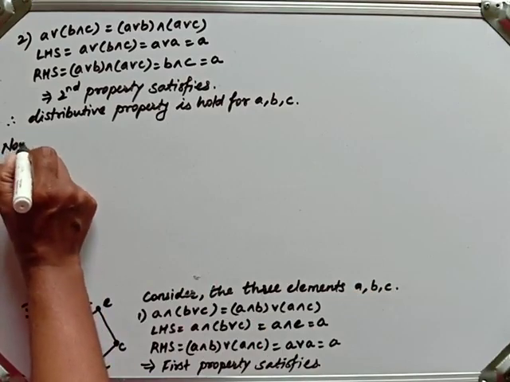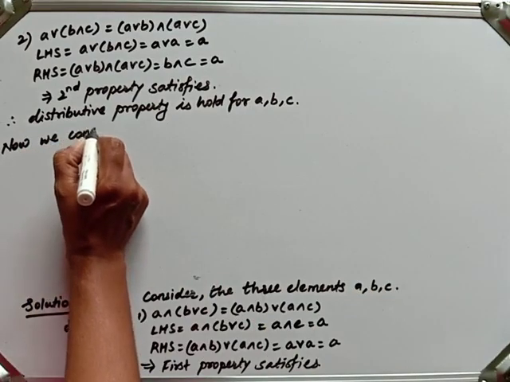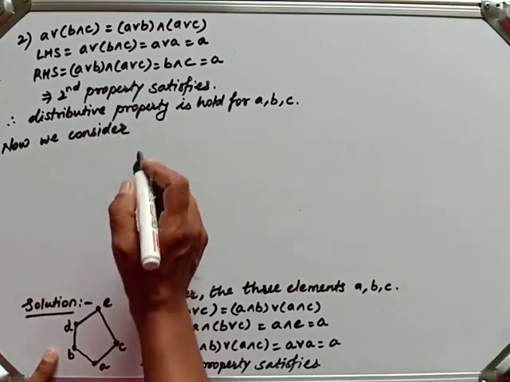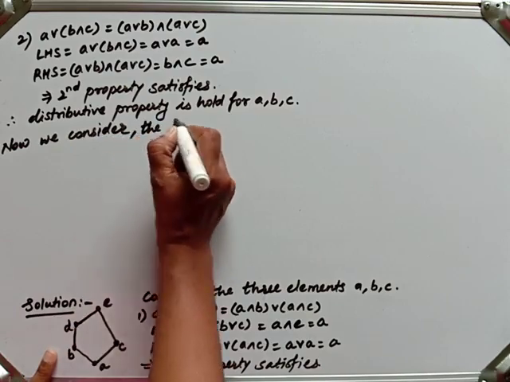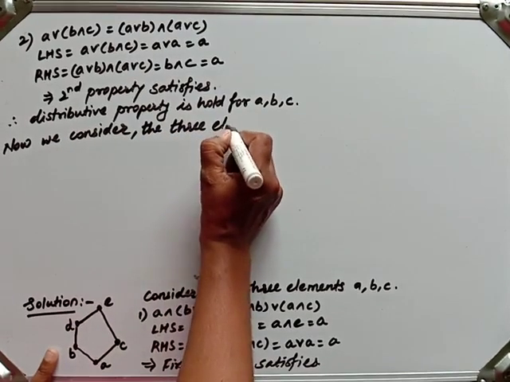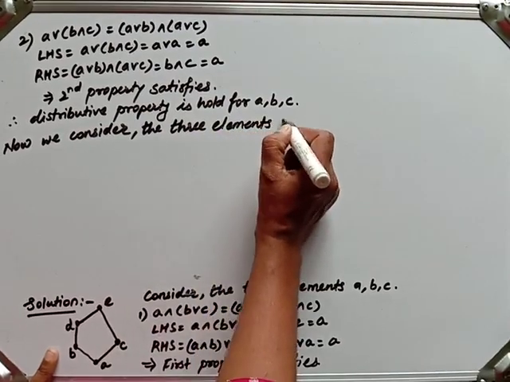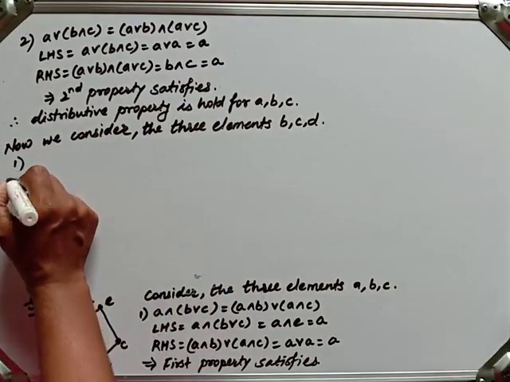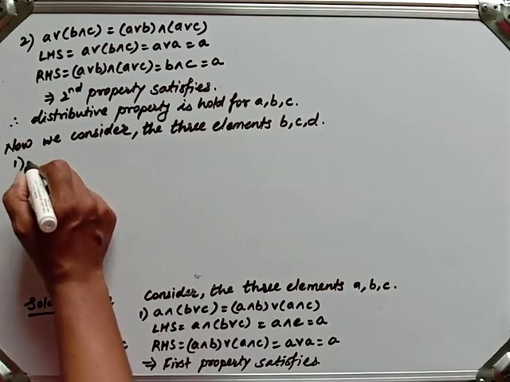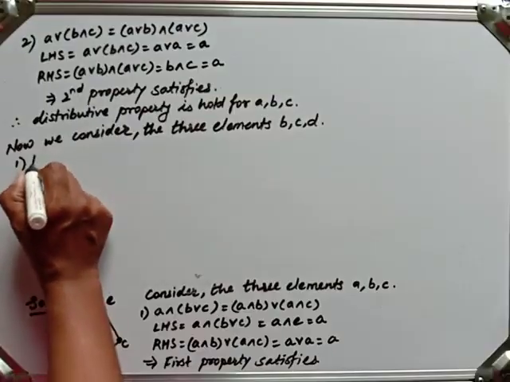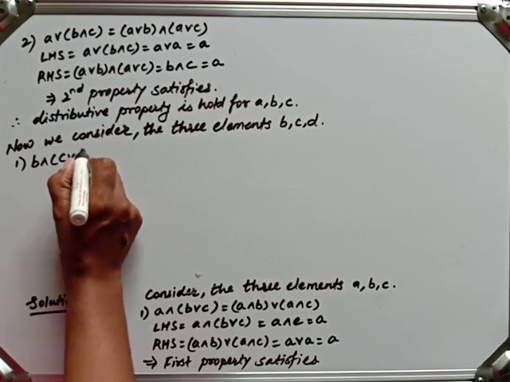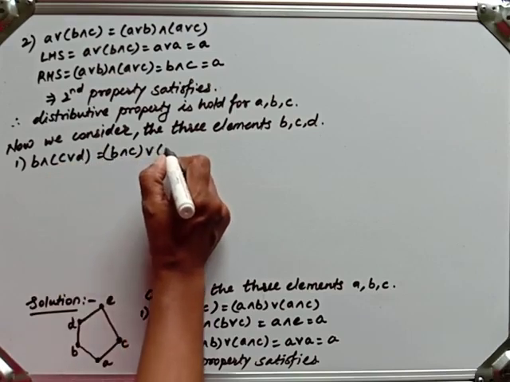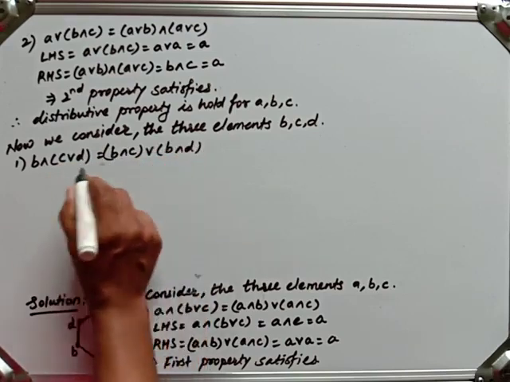Now let us consider another triplet. Let me suppose B, C, D. Consider the three elements B, C and D. So now here again let me check whether the distributive properties are satisfied or not. So for B, C, D, what is the first property? B mid C join D is the same as B mid C join B mid D. Does it hold or not?